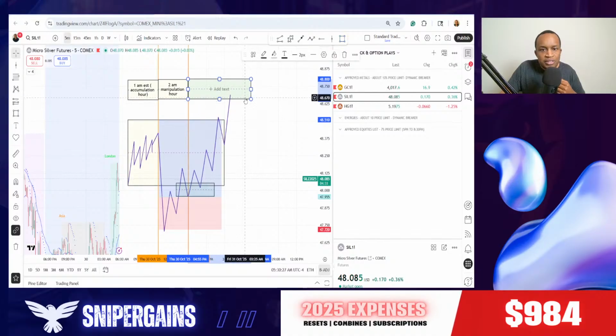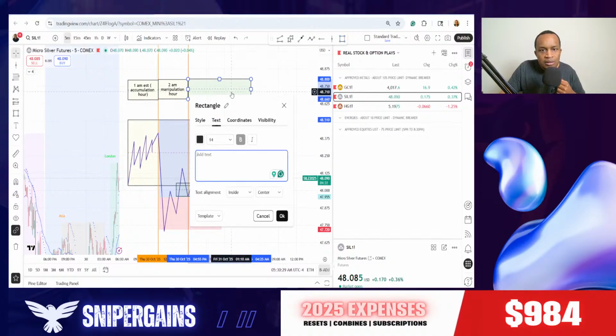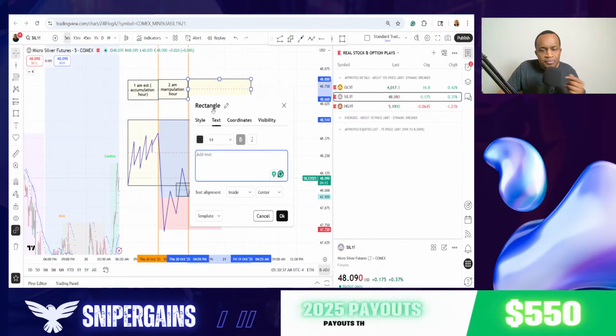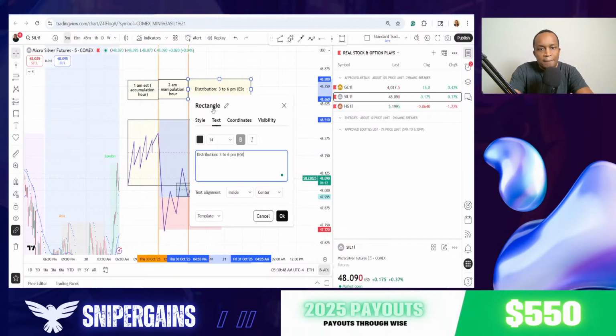Now in the distribution aspect of this, let me change the color. For distribution, if I click on it, it would be from 3 to whatever the time is. So let's just say it took about 3 hours. Then I would label it like that. But this is basically the AMD model.